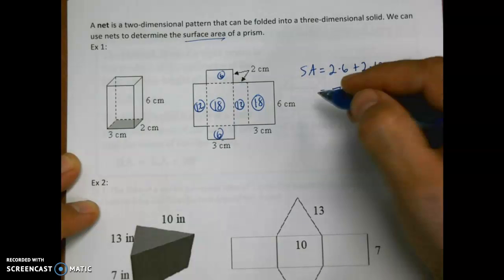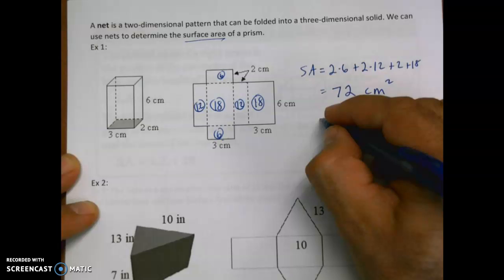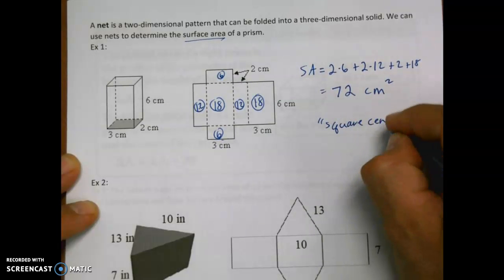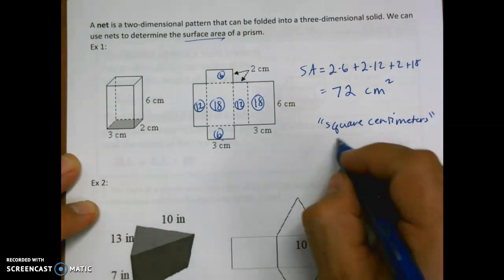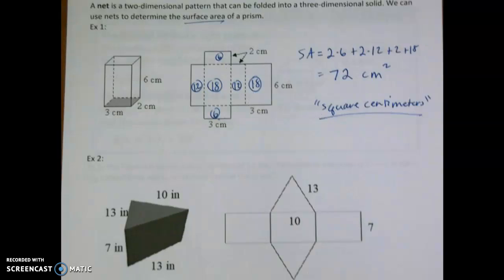Now our units are going to be centimeters squared, or we often say square centimeters. When you have area, you always have a squared unit of measure. It is never linear, it is never cubic. Area is squared. Okay? Let's look at a slightly more complicated version.